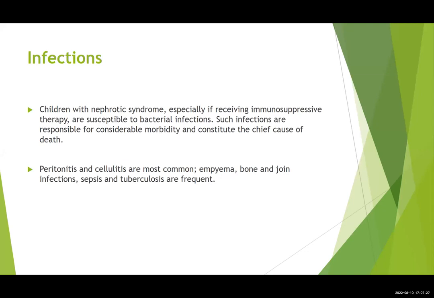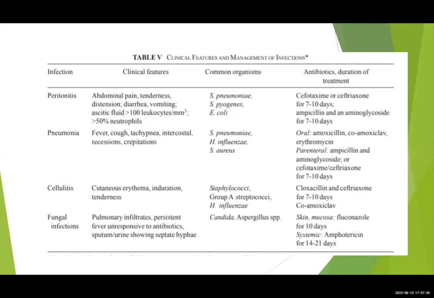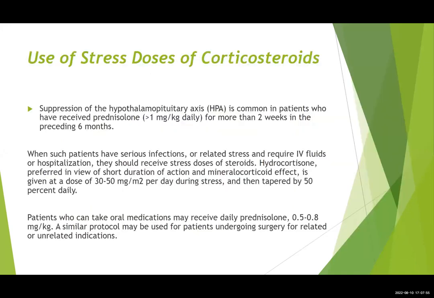Peritonitis and cellulitis are most common. Empyema, bone and joint infection, sepsis, and tuberculosis are frequent. So they are more prone to infection, and you have to guard against this. Fungal infection is not uncommon, but commonly peritonitis, pneumonia and cellulitis. This should be treated before starting any steroid. During your treatment, you have to guard especially against peritonitis. You have to treat peritonitis if it is present, and suspect it by abdominal pain, high fever and tenderness.